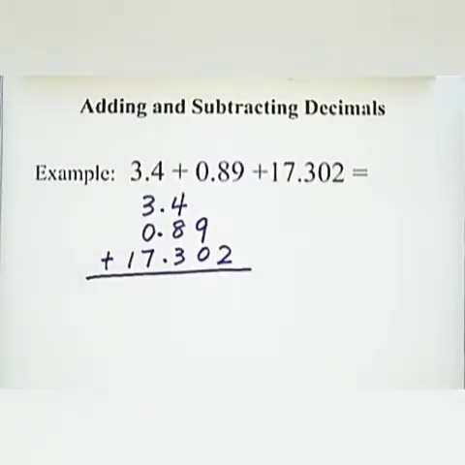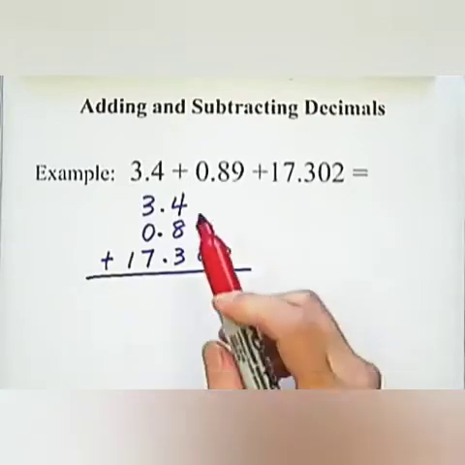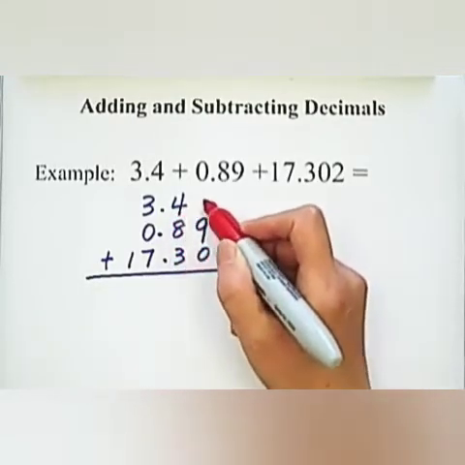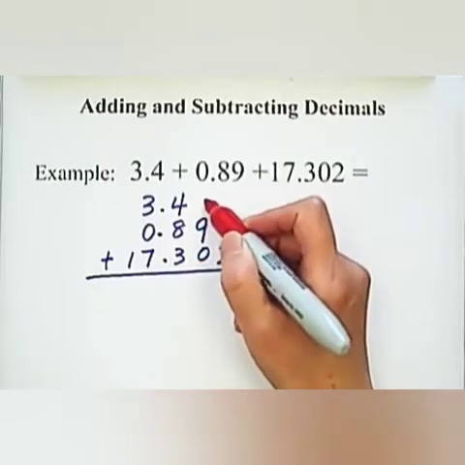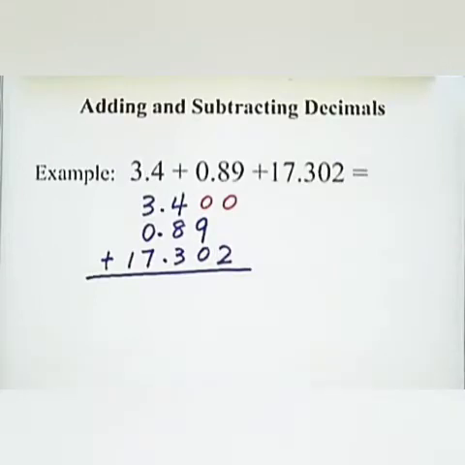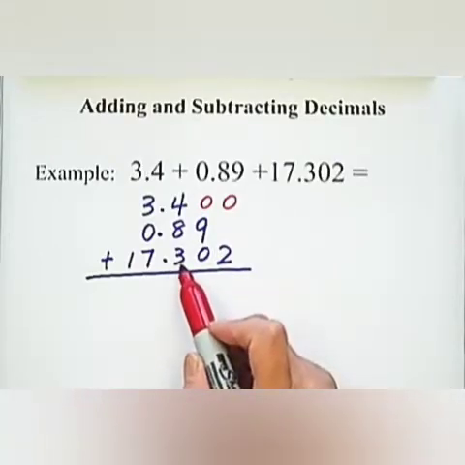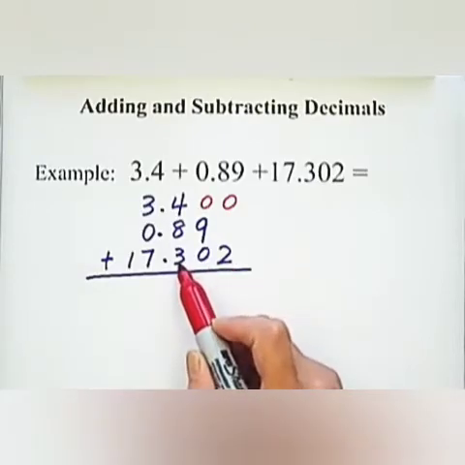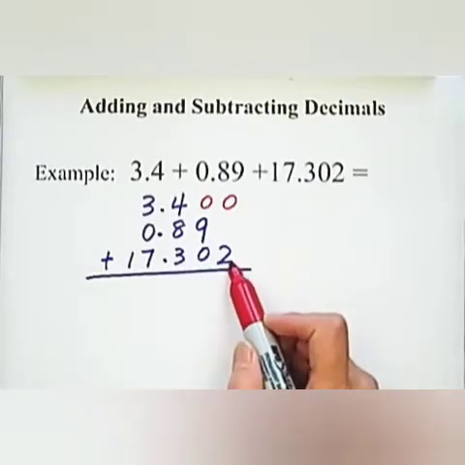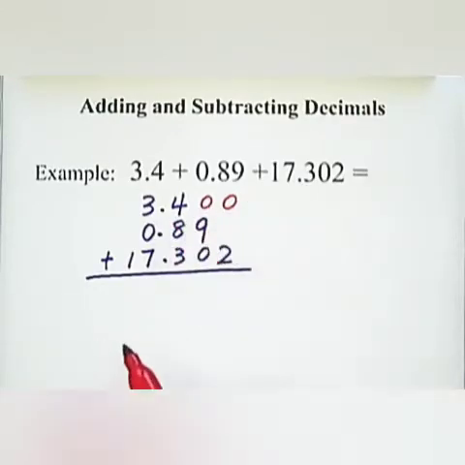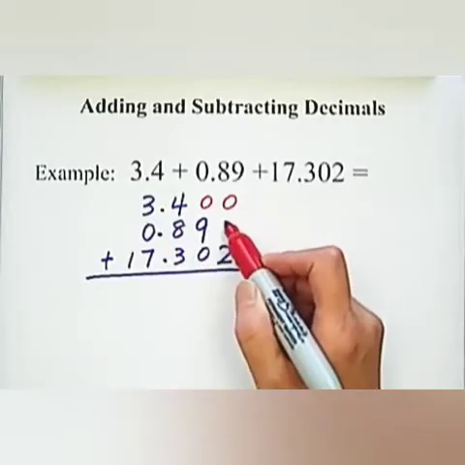Then add the zeros at the end of the number. 3.4 has no digit there, so we put 0 here, 0 here. Because we have 17.302, with 3 digits, we need to add 2 zeros for the first number. For the second number, we need to add 1 zero.